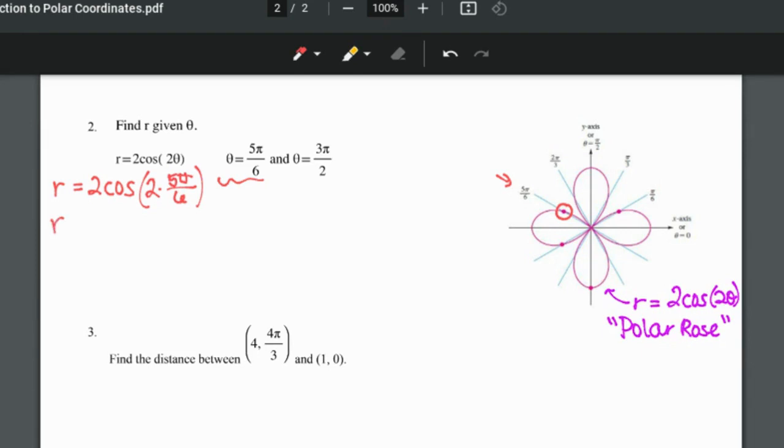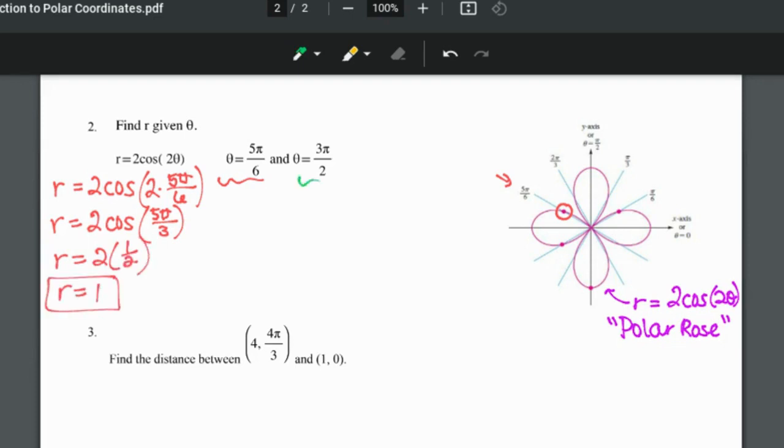And so we're going to think back to our unit circle again. So we have 2 times cosine of 5 pi over 3. So what is the x coordinate of the point at 5 pi over 3? And that is equal to 1/2. So 2 times 1/2 is equal to 1.